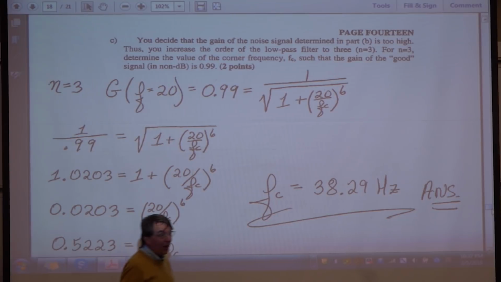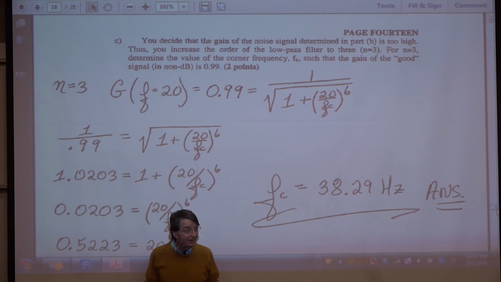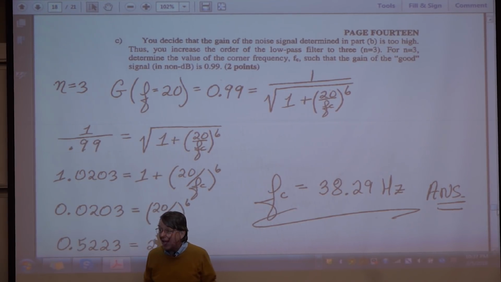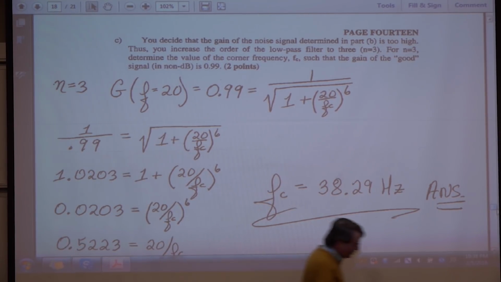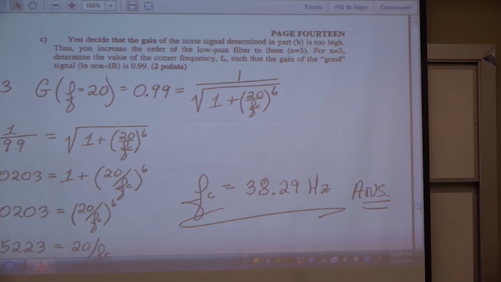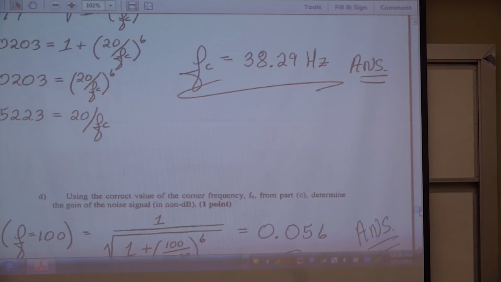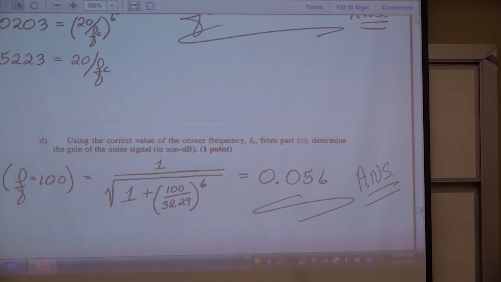Now, what question do I then ask? Exactly. What's the gain of the noise? It should be less because it's dropping off quicker. So I say, all right. 5.6% of the noise is left, down from 27%.